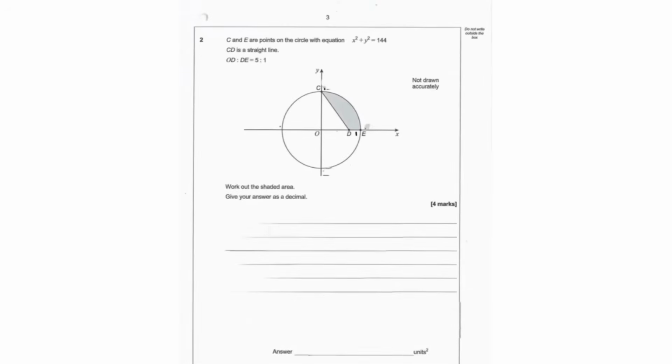The next question says that C and E are points on the circle with the equation x squared plus y squared equals 144. CD is a straight line. OD to DE is 5:1. Work out the shaded area. Give your answer as a decimal.